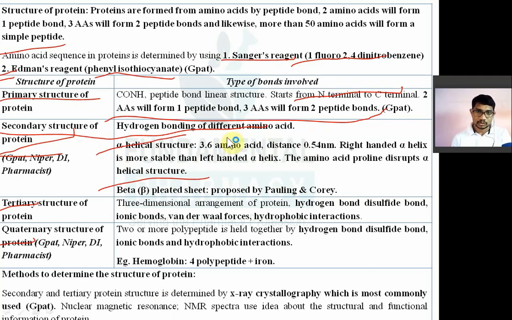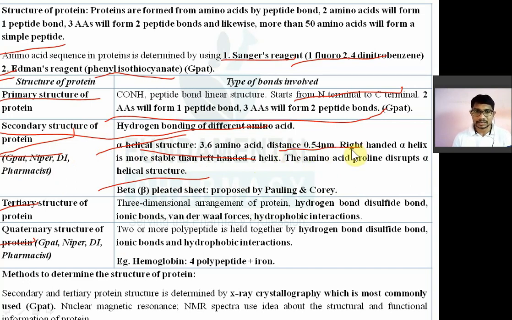Alpha helical structure, as the name indicates, it is helical in nature, so it is a spiral in nature. So whatever amino acid sequence is there, it will form peptide bond and the hydrogen interaction amongst the amino acid sequence, because of the hydrogen interaction or hydrogen bonding, the linear structure will become a spiral structure, so that is known as alpha helical structure. So in each helix there are 3.6 amino acids. Each helix of your alpha helical structure of protein, here you will have 3.6 amino acids. The distance of each helix is around 0.45 nanometer.